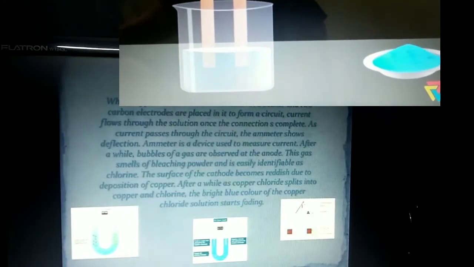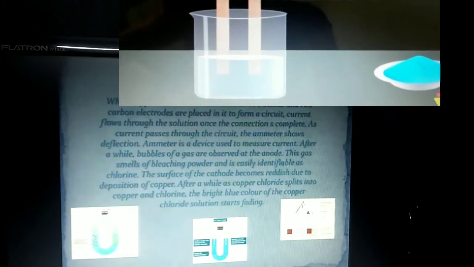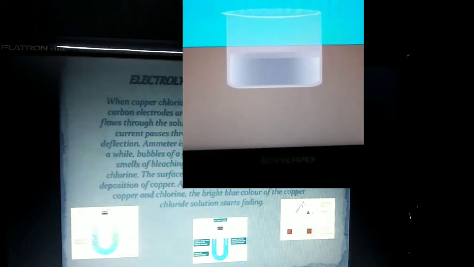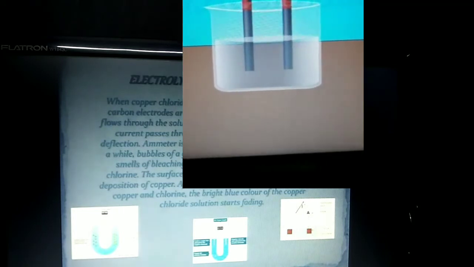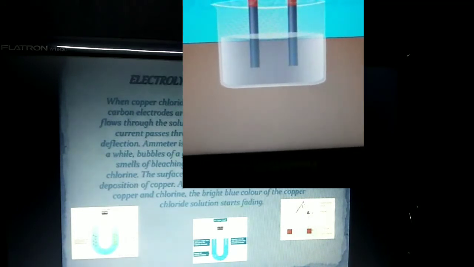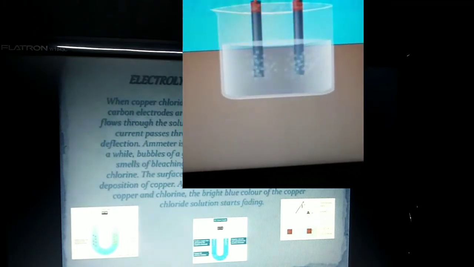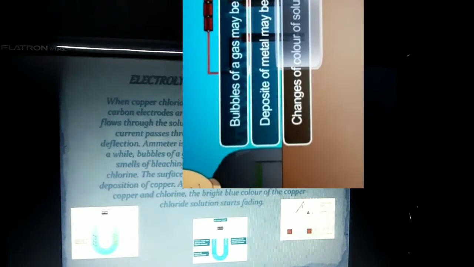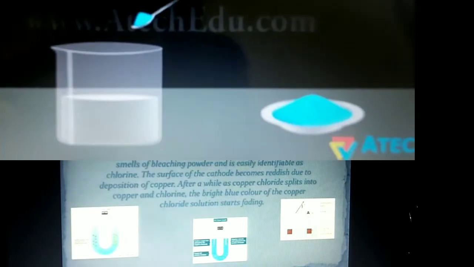Whenever electric current is passed, the solution decomposes and forms its constituent ions. The positive ions are known as cations, which will be moving towards the cathode, that is the negative terminal, and anions, which carry negative charge, move towards the positive terminal, that is the anode. So cations are positive and anions are negative. If the electrolyte is copper chloride solution, then the ions formed are copper and chlorine.